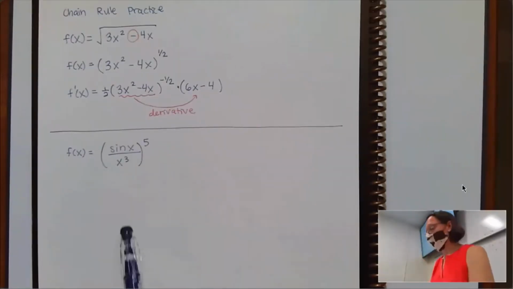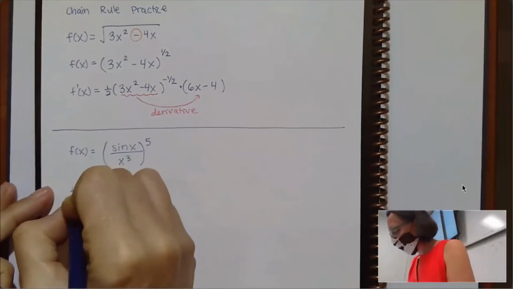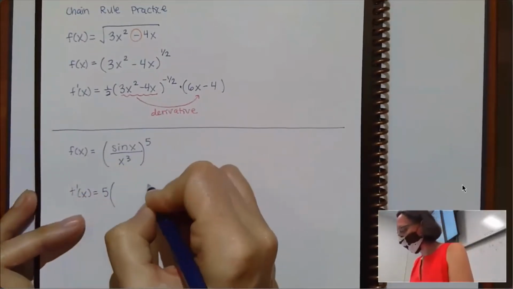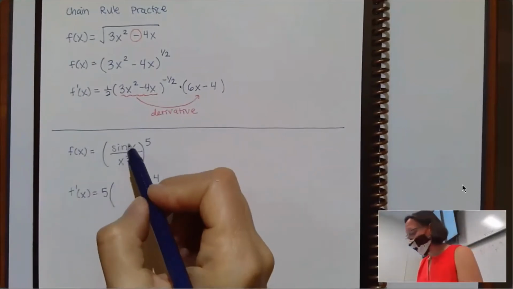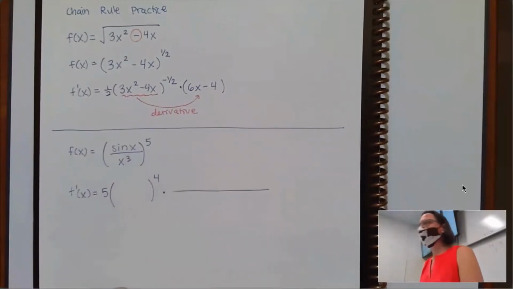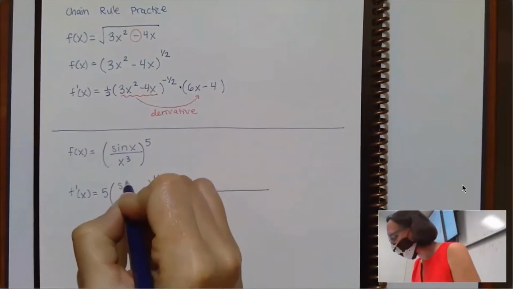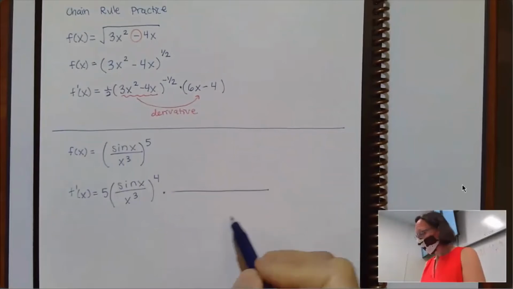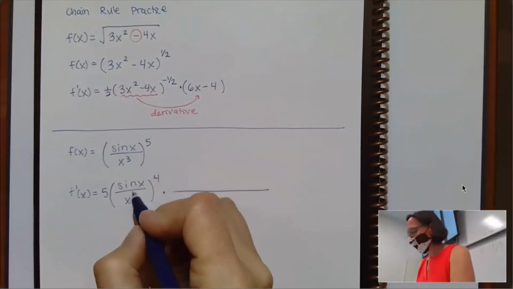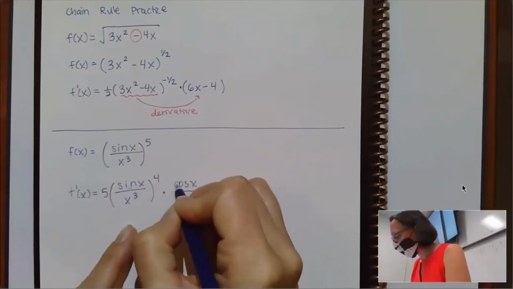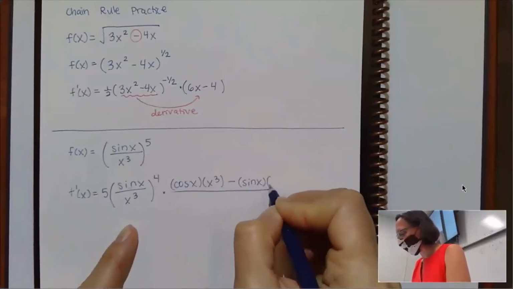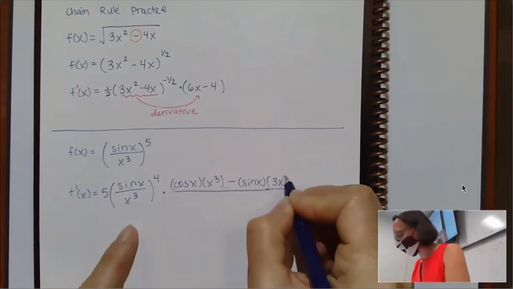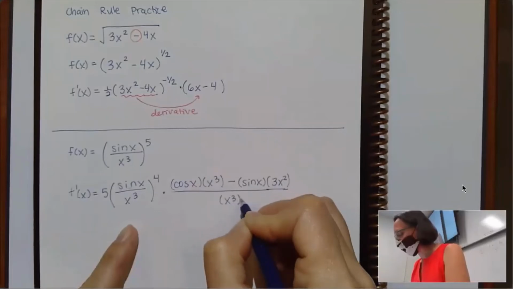Okay, overall structure, I have some stuff raised to the 5th power. So I know that I'm going to end up with 5 times that stuff to the 4th power. Then I'm going to have that chain rule part that says I need to take the derivative of what's on the inside. But what's on the inside needs quotient rule. So I've got that sine x over x cubed. The derivative of sine is cosine, times leaving the x cubed alone, minus leave the sine of x alone, times the derivative of x cubed, all over that x cubed squared.